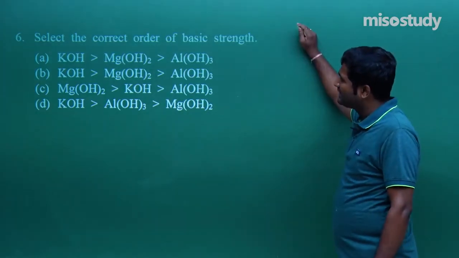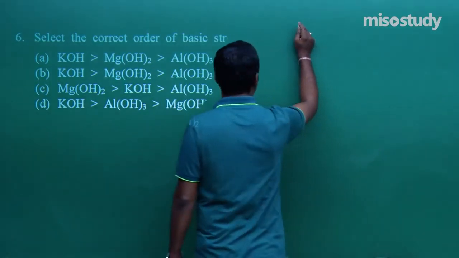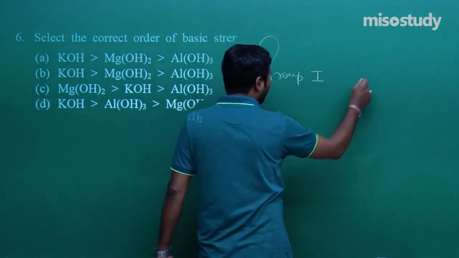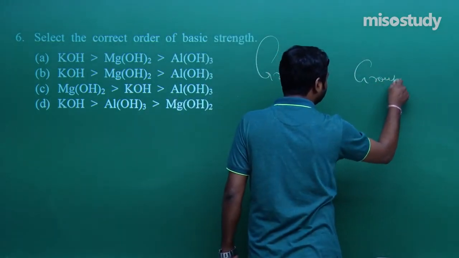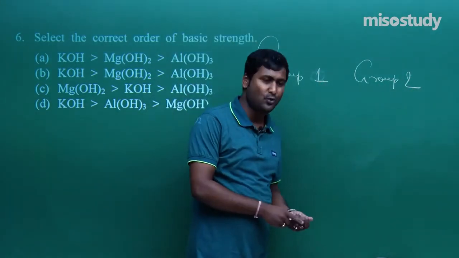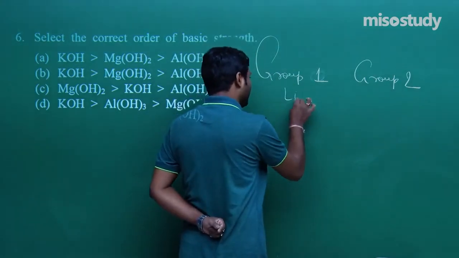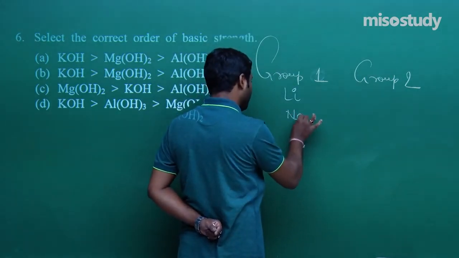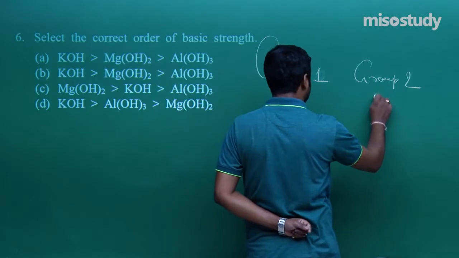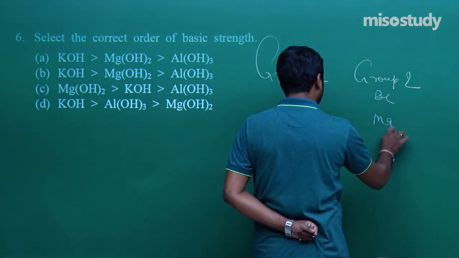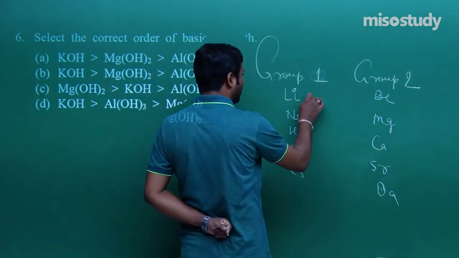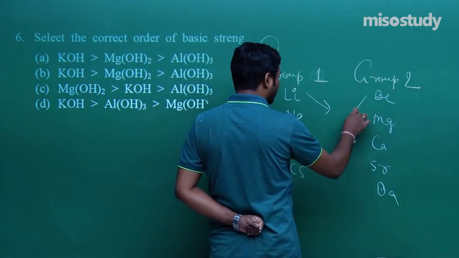Look at what is the correct order of basic strength. As I told you, if I talk about group 1 and group 2, or group 1A or group 2A, in this case there comes lithium, sodium, potassium, then rubidium, then cesium, then francium. Here comes beryllium, magnesium, calcium, strontium, and then barium. These are alkali metals and these are alkaline earth metals.